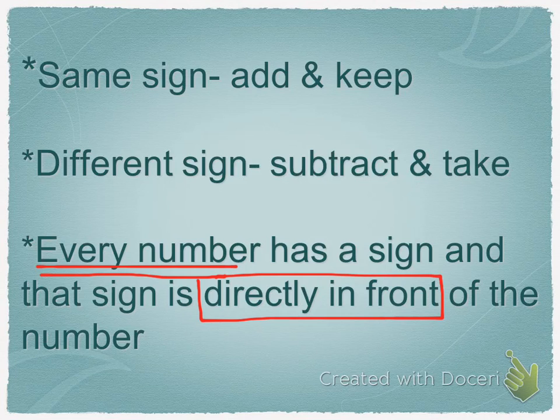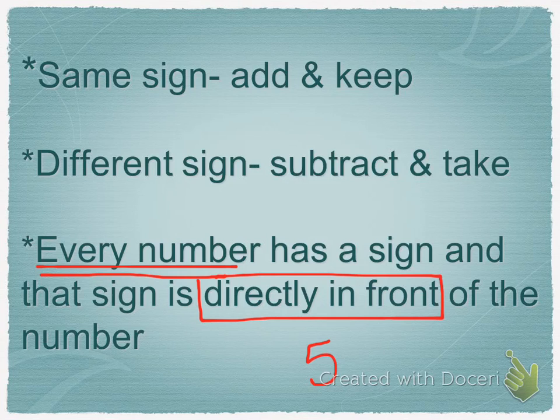Now, in Algebra 1 and in geometry, for the most part, we are only dealing with positive and negative numbers. Once you get into Algebra 2 and trig, you're going to have different, like, imaginary numbers and things like that. But as far as now goes, there are only 2 types of numbers. There are positives and there are negatives, okay? Every single number falls into one of those categories. It's either a positive or a negative. So every number has a sign. And that sign can be found directly in front of the number, okay?